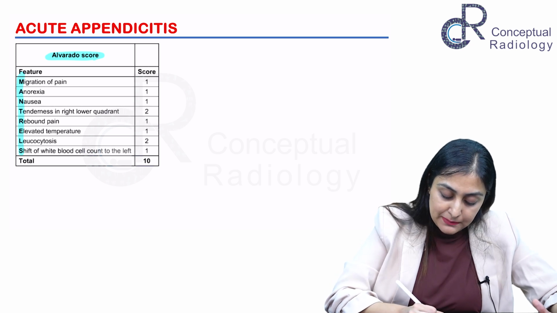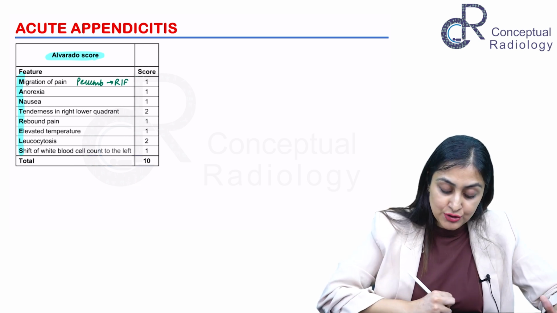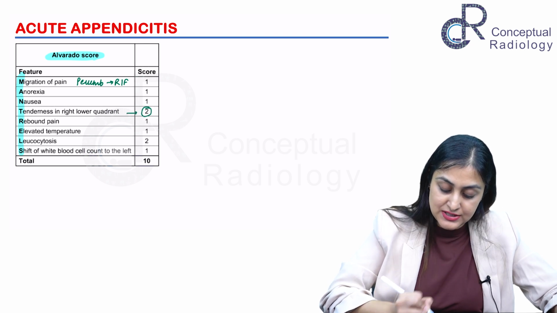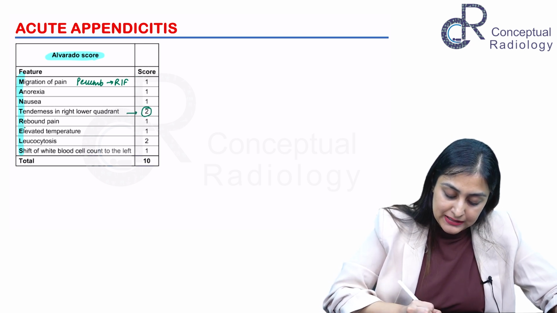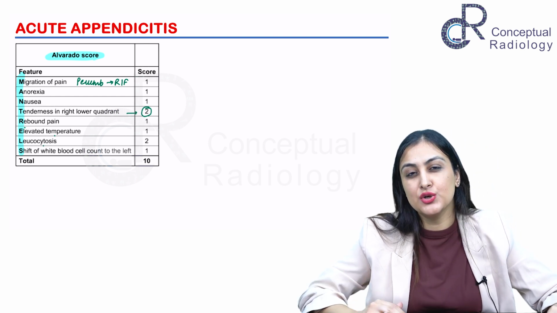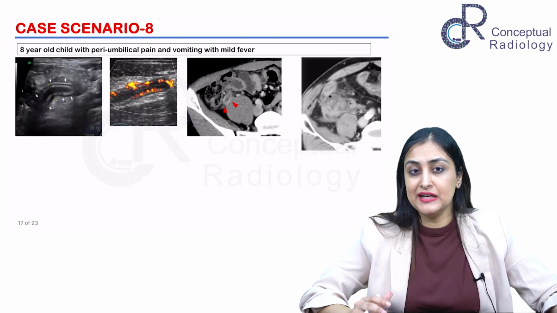So migrating pain, wherein it starts periumbilically and then migrates to the right iliac fossa. You have anorexia, nausea, tenderness in the right iliac fossa, which gets 2 points. Rebound pain, fever, leukocytosis, and a left shift indicating acute sepsis are the clinical manifestations. So you just got to have an idea about this.